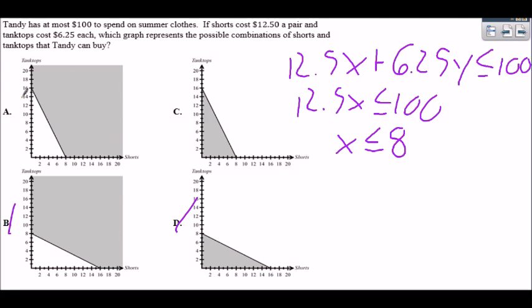So then I look at A and C, and it says less than. Less than means shade under the line. So A can't be it. So it must be C.